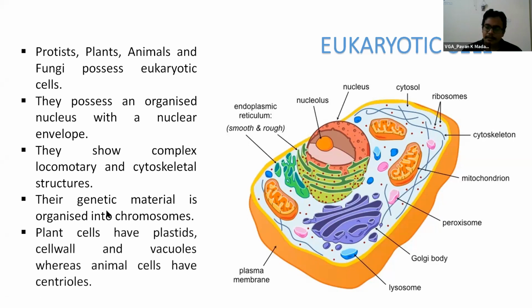When we talk about plant cells, they have specialized cell organelles called plastids, and they also have cell walls and vacuoles. These 3 organelles, plastids, cell wall, and vacuoles, we see only in plants. Animal cells, on the other hand, have centrioles. Try to remember this last point: plant cells have plastids, cell walls, and vacuoles, whereas animal cells have centrioles.